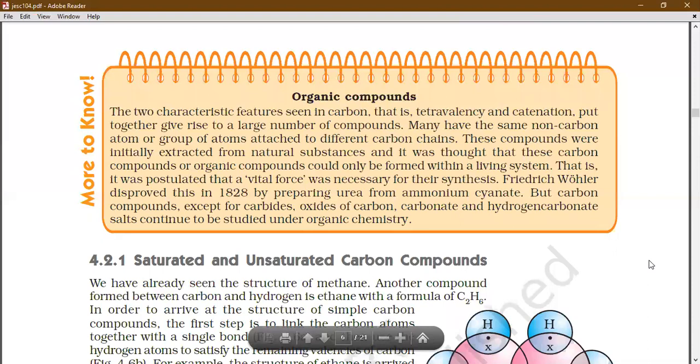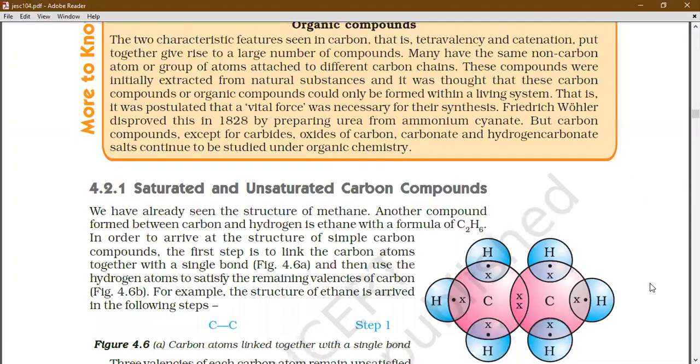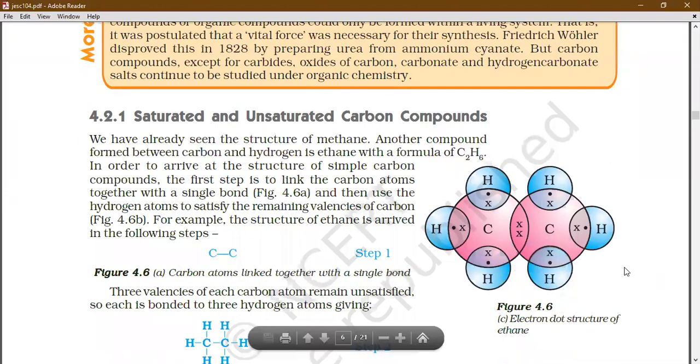Friedrich Wöhler disproved this in 1828 by preparing urea from ammonium cyanate. But carbon compounds, except for carbides, oxides of carbon, carbonate, and hydrogen carbonate salts, continue to be studied under organic chemistry. Saturated and unsaturated carbon compounds.